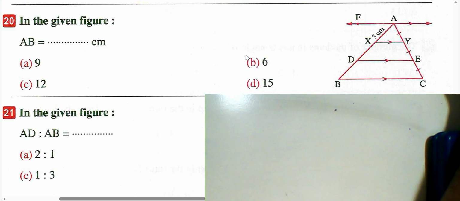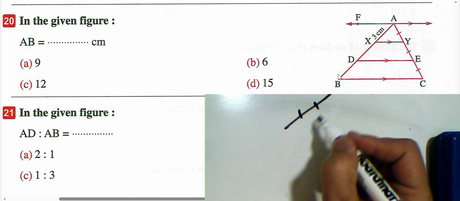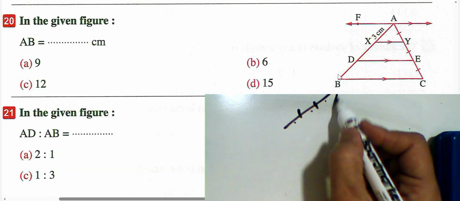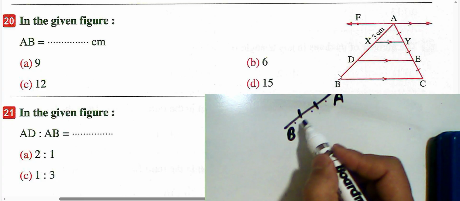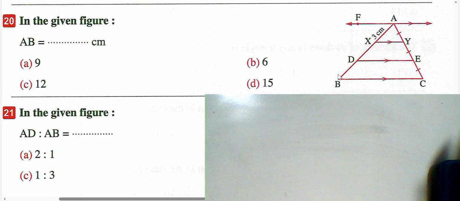The given figure here, you want to find the length of AB. We have 3 parts like this. We can add 3 plus 3 plus 3 to find the length from A to B. 3 plus 3 is 6, 6 plus 3 equals 9. And the answer here will be 9 centimeters.